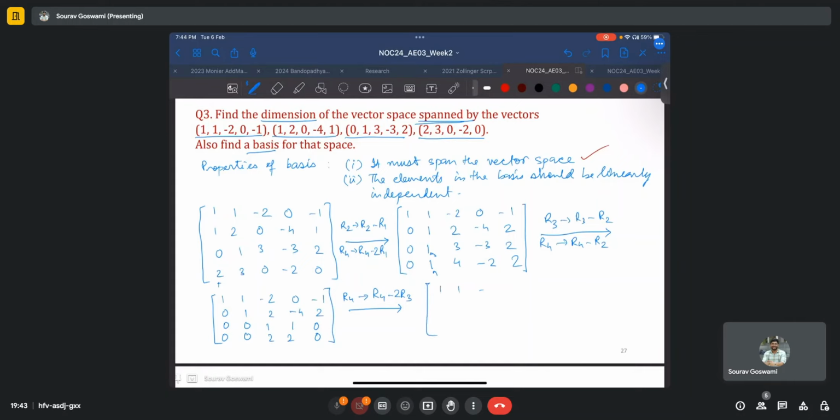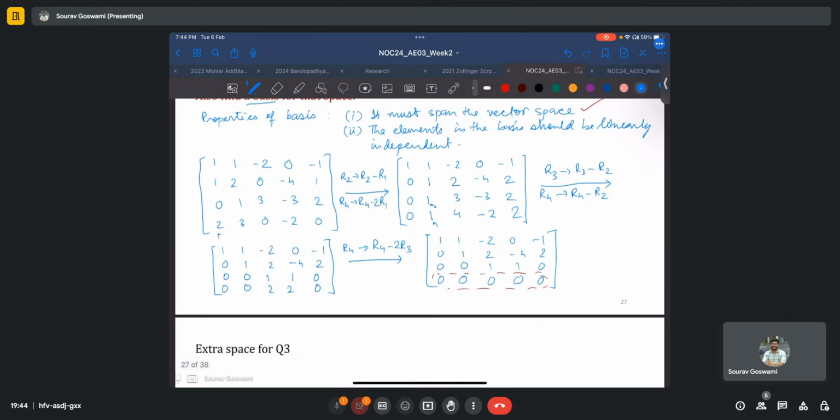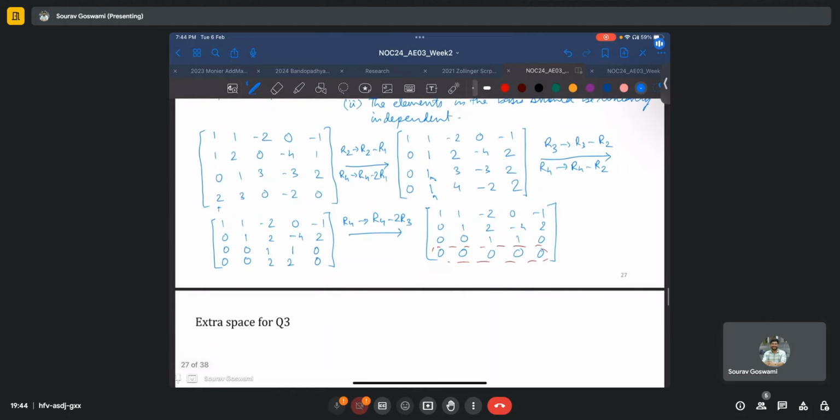So 1, 1, minus 2, 0, minus 1; 0, 1, 2, minus 4, 2; 0, 0, 1, 1, 0; and R4 goes to R4 minus twice R3, so 0, 0, 0, 0, and 0. So the last one is a row of zeros, not very useful or helpful. But we have three non-zero rows, which again are linearly independent, and the basis is constituted by these three.